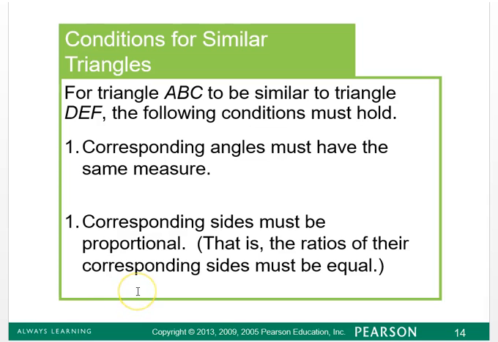Okay, we're going to be looking at similar triangles next. For two triangles to be similar, here are their conditions. If two triangles are similar, their corresponding angles must have the same angle measure. And also, their corresponding sides must be proportional. That is, the ratios of the corresponding sides are equal.